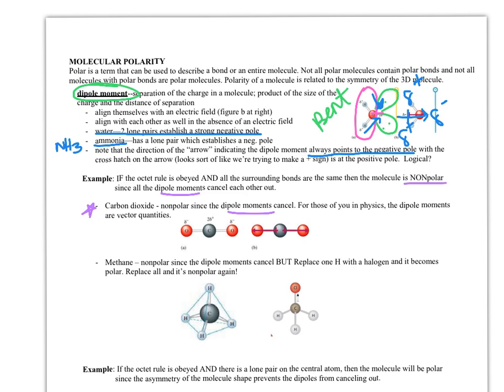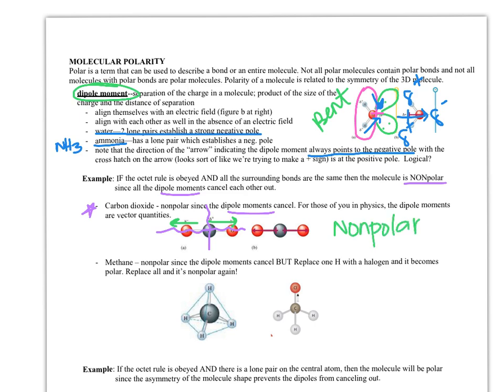So when I look at this one, what I can see is that it is symmetrical. I could divide it any direction and it would be identical. So even though the oxygen's more electronegative and I've got individually polar bonds, we're pulling evenly in all directions. That means those dipoles will cancel, so there are no dipole moments overall. So this is going to be considered nonpolar.